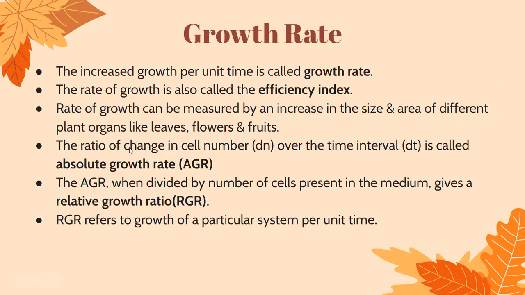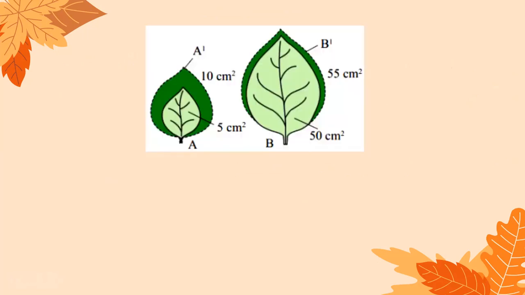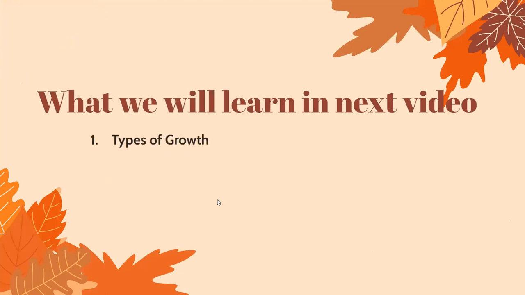So the ratio of change in cell number over a period of time is called absolute growth rate, and when this AGR is divided by the number of cells present in the medium, that is how you get 100% and 10% in the case of A and B respectively. Okay, so that is the relative growth ratio. That's all about growth rate, and that's all that we wanted to discuss in this video. We had discussed different phases of growth, and what is growth rate, absolute growth rate and relative growth rate in a system.